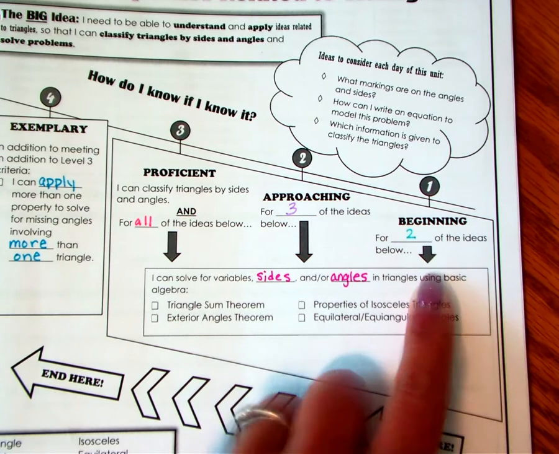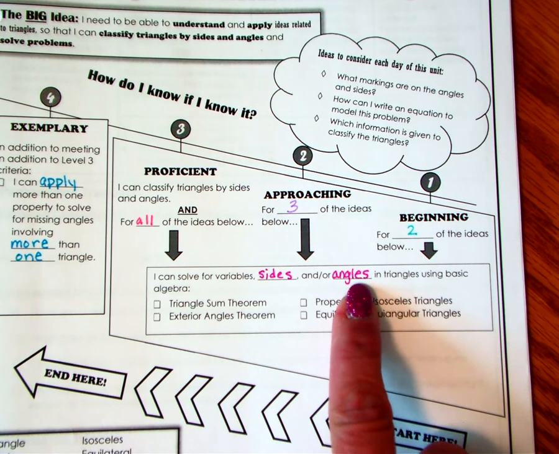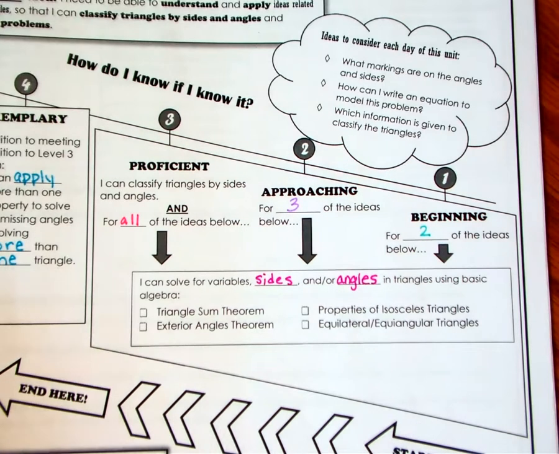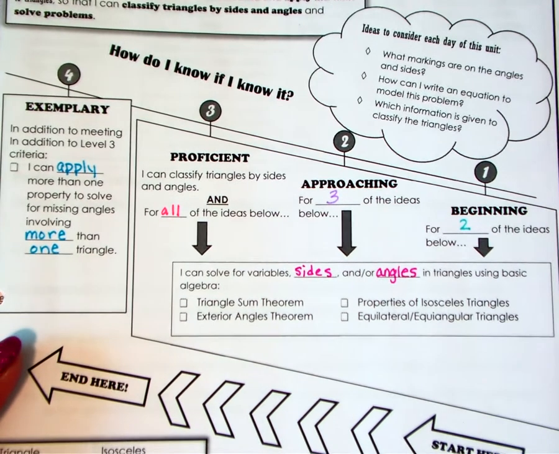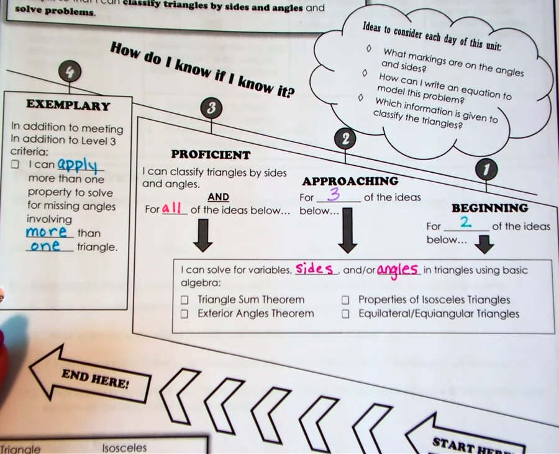A level 1 is a beginning. It says for two of the ideas below, you can solve for variables, sides, and/or angles in triangles using basic algebra. So you can use the triangle sum theorem, exterior angles theorem, properties of isosceles triangles, or equilateral equiangular triangles. Any two of those.